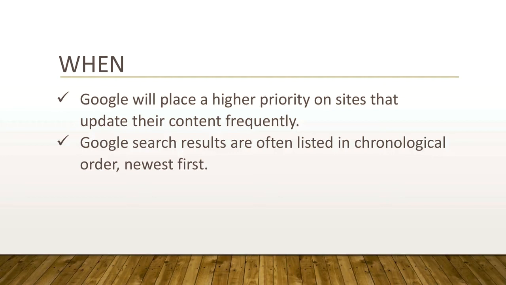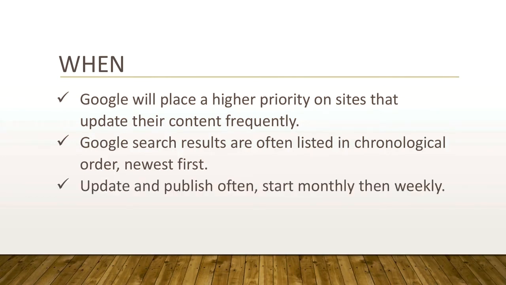Even when you go and search something, if you are looking at clicking on two different things and one says 2020 and one says 2016, you're going to click the one that says 2020, right? The most relevant. So update and publish often, start monthly and then weekly. And so even when you do just update a page, you can change the publishing date to today when you update it, and that will help the algorithms pick you up as well.